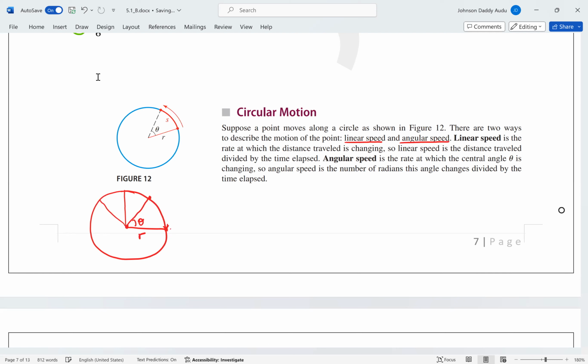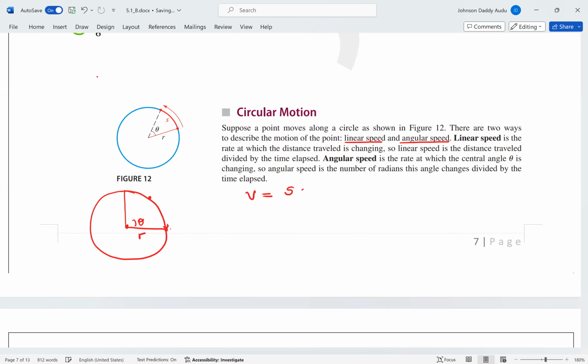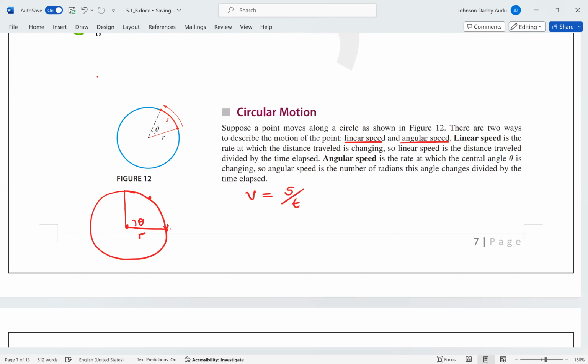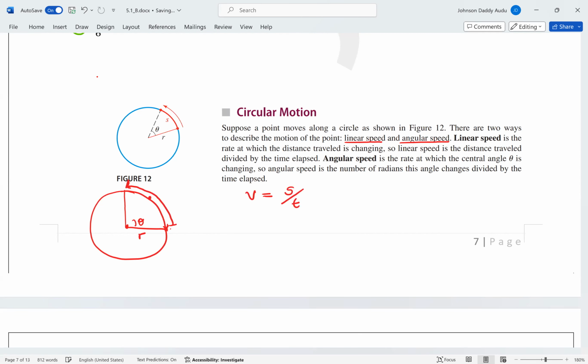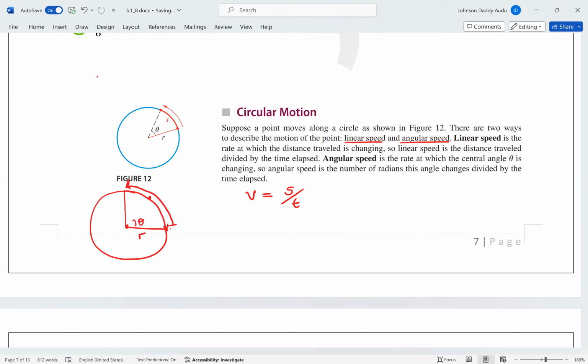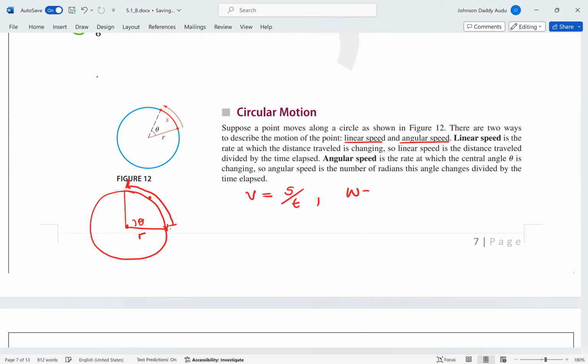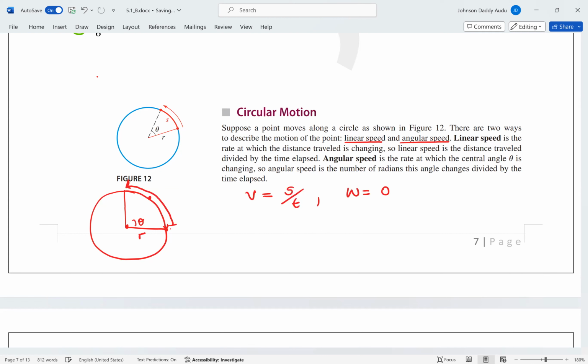The linear speed has to do with what? It has to do with the change in the length. So we have v, which is the linear speed, and it is the change in the linear distance with respect to time, because the linear distance is going to change as we move. And also we have the angular speed, which is the rate of change of theta, because as you move, theta will also change.